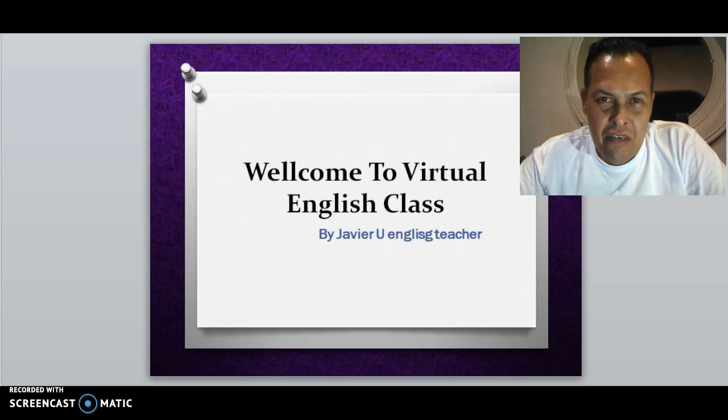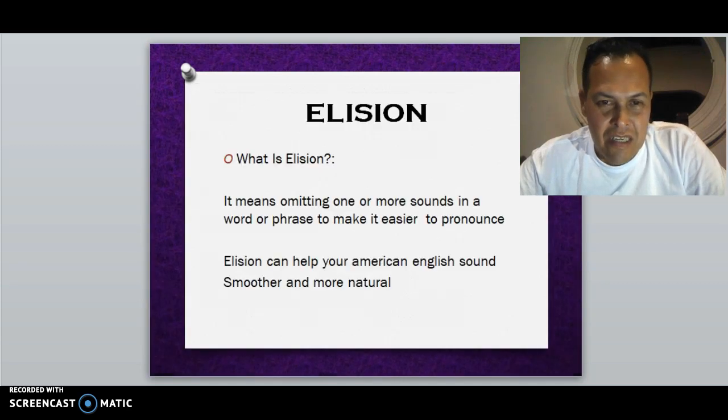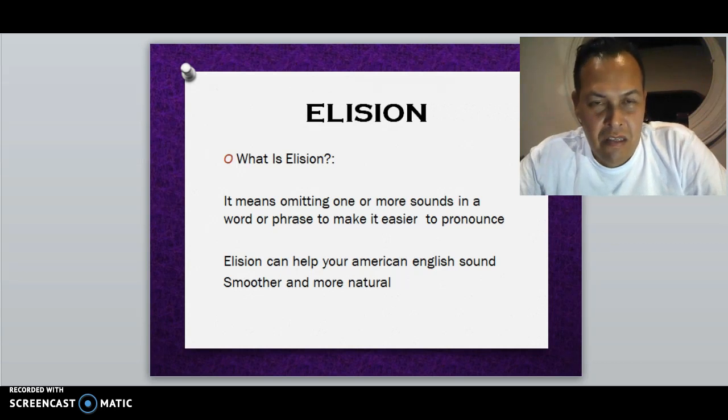For this class, we are going to learn about elision. What is elision? Elision means omitting one or more sounds in a word or phrase to make it easier to pronounce. Elision can help your American English sound smoother and more natural.